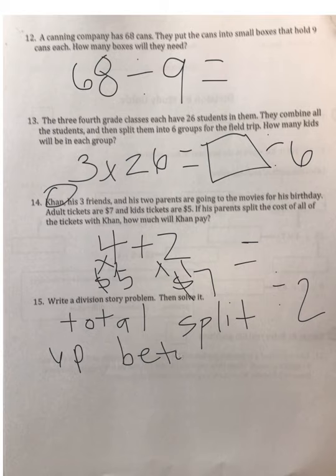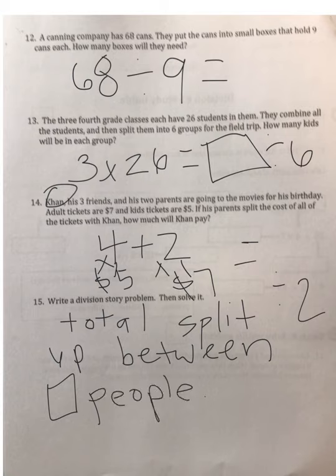between, and then you could say split up between, you know, however many people or what have you. And then including a question, how many, and whatever you're dividing, does each person get?